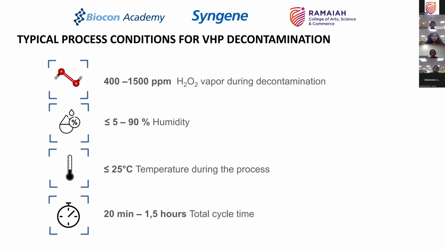Less than or equal to 25 degrees centigrade temperature during the whole process, and the cycle time is anywhere between 20 minutes to 1.5 hours. This 20 minutes to 1.5 hours is the dwell time and the startup time where you build up the concentration. Aeration times could vary. Of course, today a lot of isolators and a lot of VHP decontamination cycles are achieved within 2 hours, and therefore these are the typical cycle times.